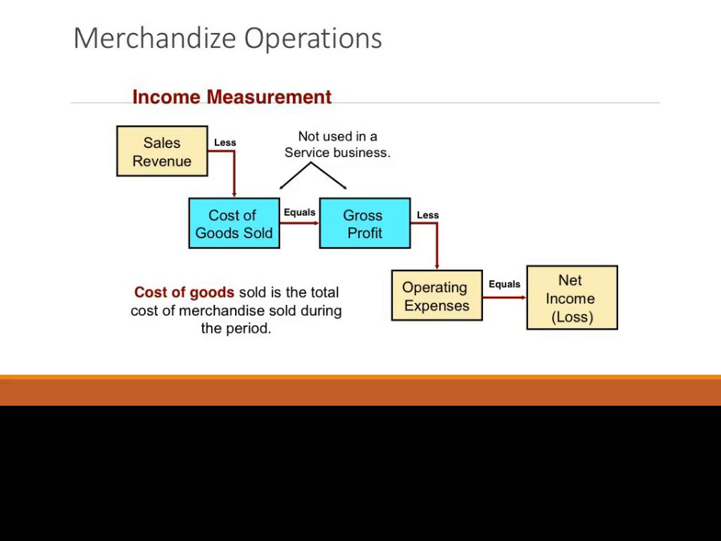Next, we look at merchandise operations. To this point, we have done the business transactions and presented financial statements for a service company. That is a company that provides a service, like a hairdresser or a mechanic. They provide a service, not a product. We're now looking at companies that sell products. They are referred to as merchandise companies.